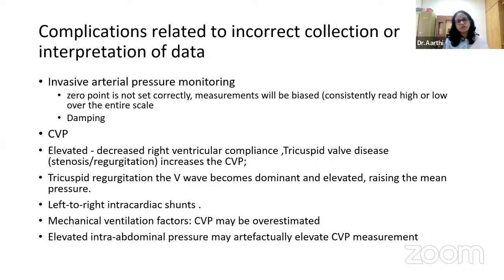And the damping coefficient is very, very important. When the system is either over-damped or under-damped, that might not give an adequate or appropriate blood pressure tracing. And with respect to CVP, as I was telling you earlier, decreased right ventricular compliance and tricuspid valvular diseases increase the central venous pressures. In positive pressure ventilation also, central venous pressures are overestimated. And in patients with high intra-abdominal pressure, for example, in laparoscopic surgeries, the central venous pressures may be artifactually elevated.